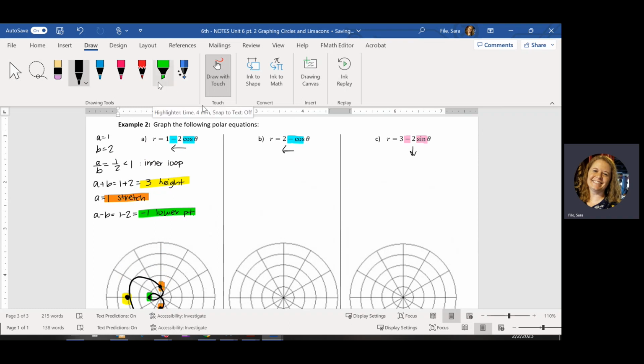Okay, so let's try. I don't know if we have time for, how much time do we have? I'm going to skip to C since we just did a cosine one. If we have time, I'll come back and do it, but let me do a sine one with y'all real fast.